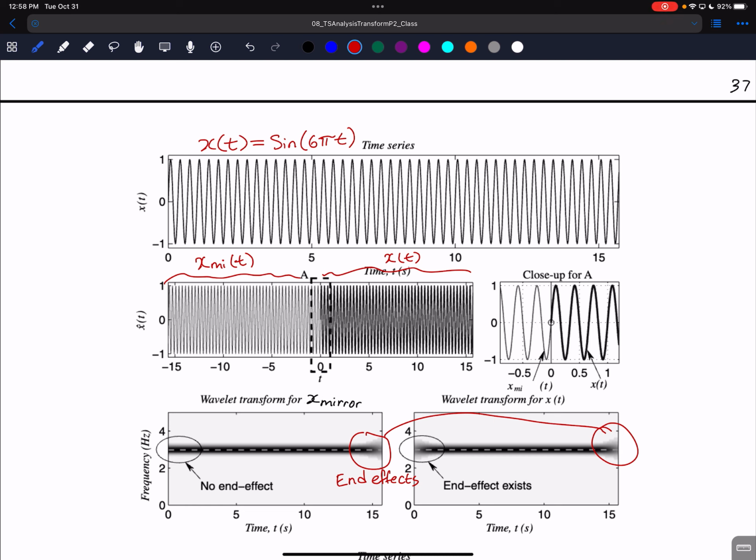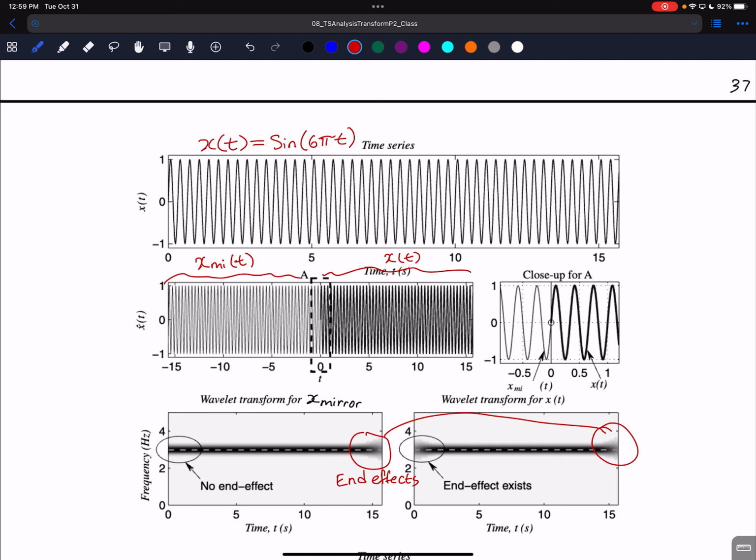Where are those end effects coming from, though? All of the transforms that we're using are defined from minus infinity to infinity. But we don't have a signal that stretches to infinity. We have some truncated signal, and that's what causes these kinds of effects. And also things like, is the signal periodic within the window that we're checking? These are the kinds of things that cause these effects.